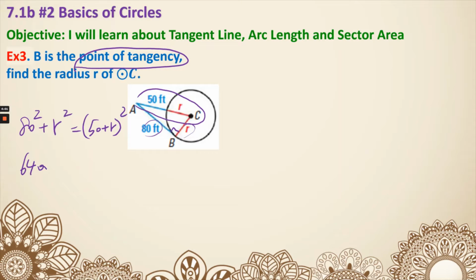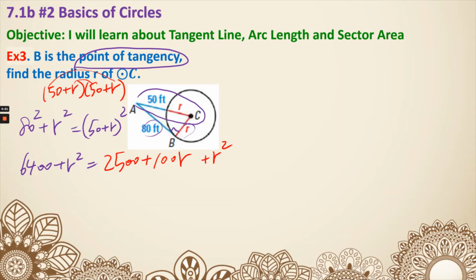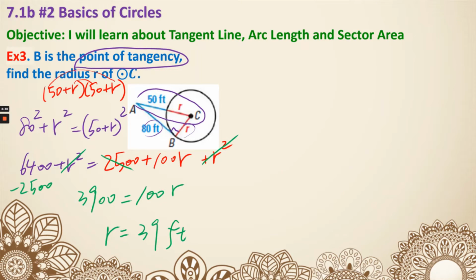We have 6400 plus r squared. The right side, remember if you want to deal with that kind of thing, you've got to write it twice. 50 plus r times 50 plus r. And that is going to give you 2500 plus 50r, another 50r, that's 100r, plus r squared. Then we can start solving, getting rid of the r squared, and this 2500 becomes 3900 on the left side equals 100r. So r equals 39, don't forget the unit, feet. That is example 3.